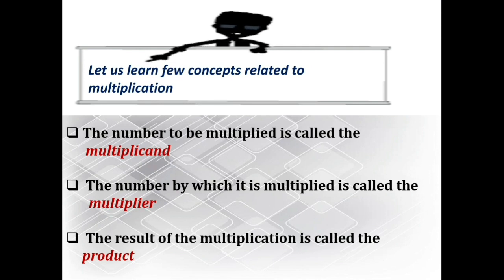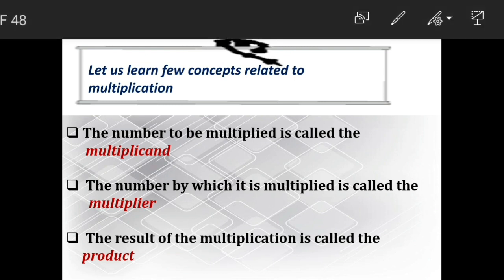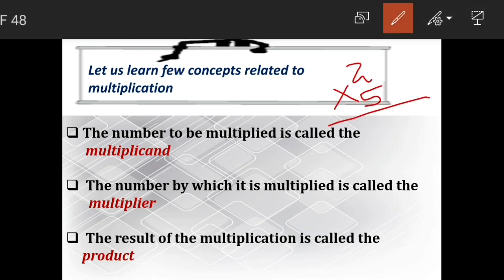So before we proceed, let us learn a few concepts related to multiplication. The number to be multiplied is called the multiplicand. The number by which it is multiplied is called the multiplier, and the result of the multiplication is called the product. For example, we are writing 2 into 5, and we know 5 2s are 10.